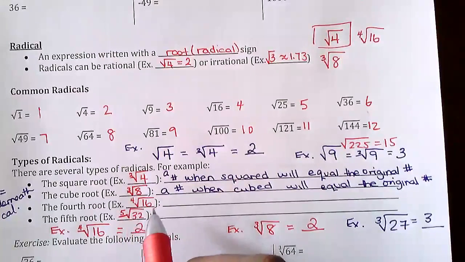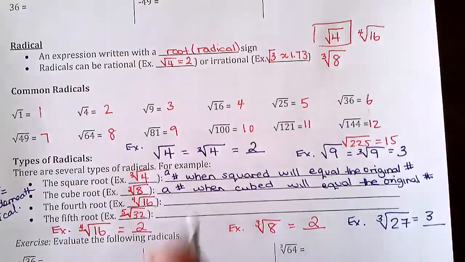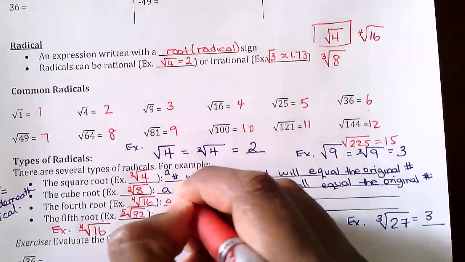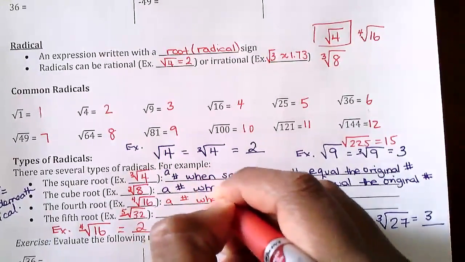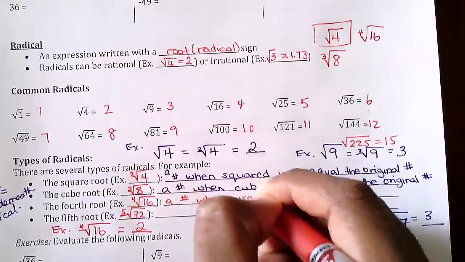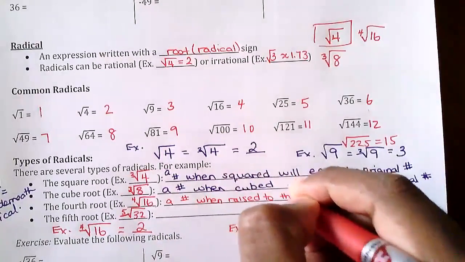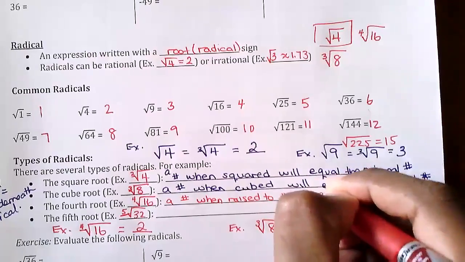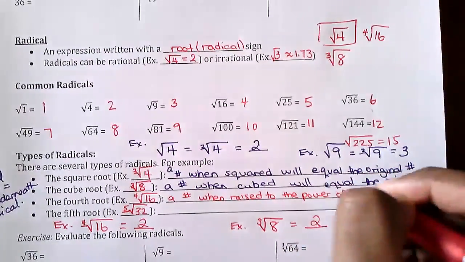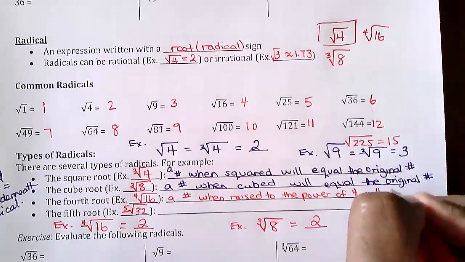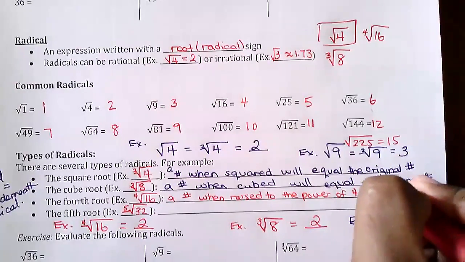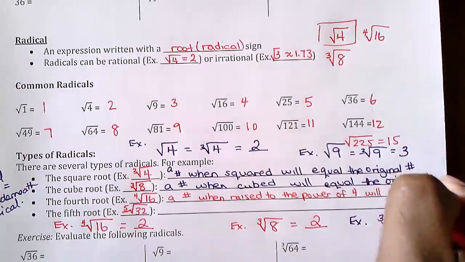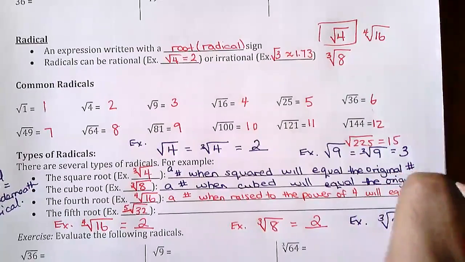Okay, so what is the fourth root then? It's essentially a number that when raised to the power of 4 will equal the original number.